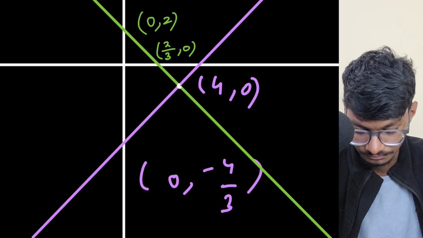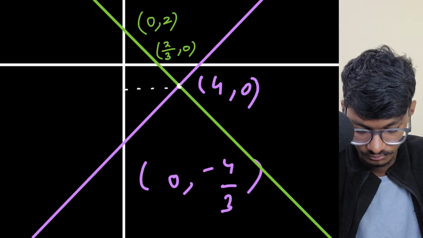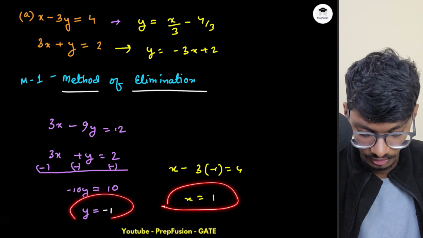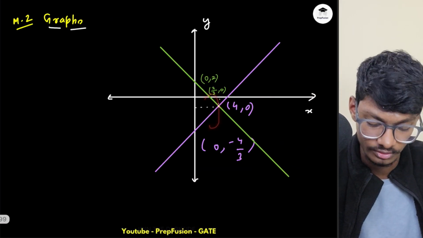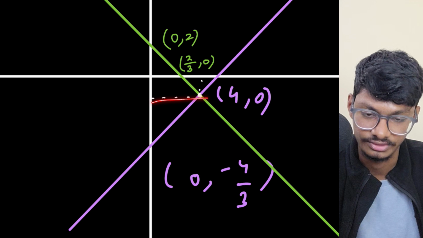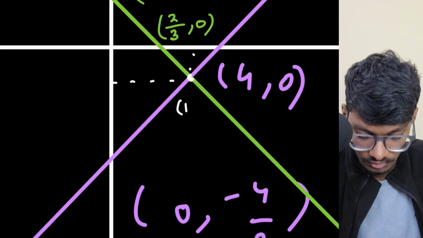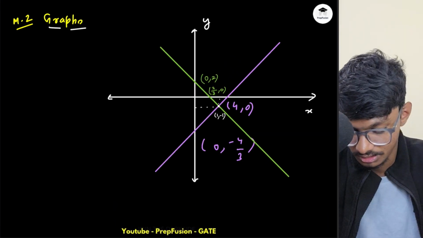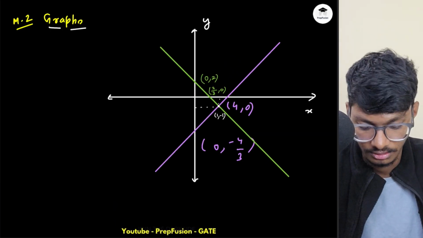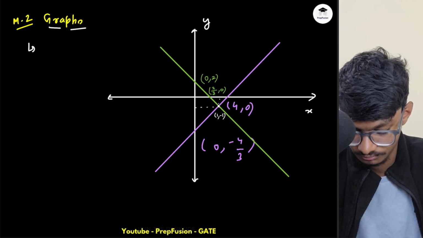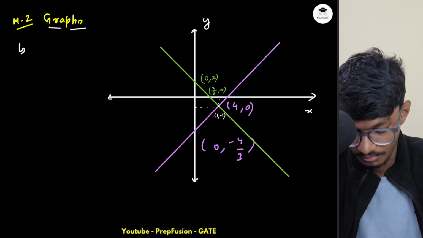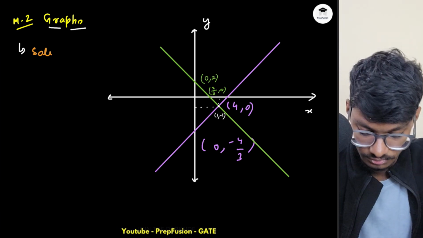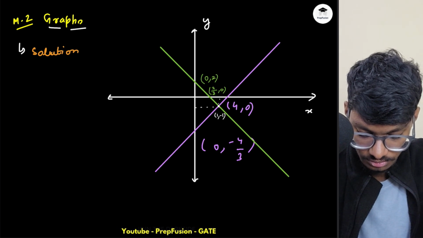What is this point? This point is x equals 1 and y equals minus 1, as we calculated. Exactly, we can see it is somewhat lower on the y axis and somewhat positive on the x axis. So basically, what does solution mean? Solution means the intersection of lines in 2D. 2D means two unknown variables.